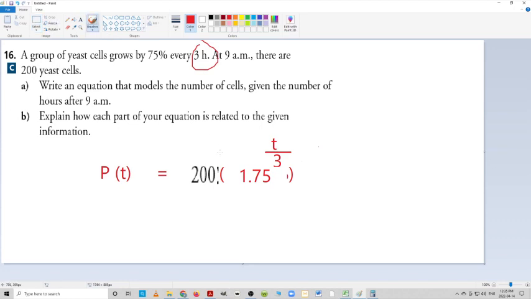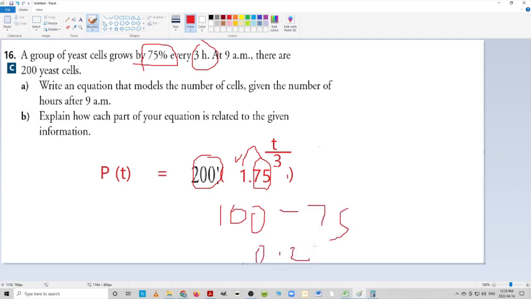Explain how each part of your equation is related to the situation. Okay, well, here's the initial population of the cells. That's the growth rate of 75%. I've got to include the 100%. If it was decaying by 75%, it would be 100% minus 75%, which would be 0.25. But it's not, it's growing. And then this t divided by 3 is because every 3 hours instead of every hour, it will grow by 1.75. So I have to account for every 3 hours by putting this divider.